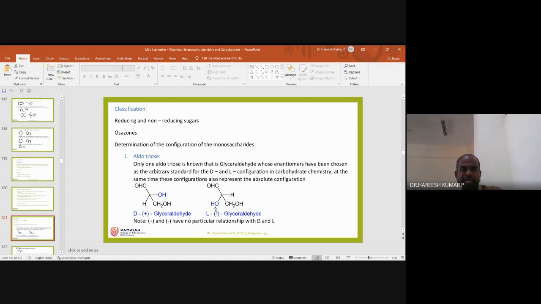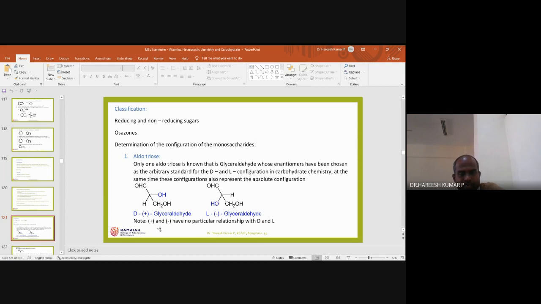And plus and minus is the experimental phenomenon. This plus and minus is assigned based on the experiment called plane polarized light. If the plane polarized light rotates towards the right, then it's called dextro. If the plane polarized light rotates the molecule towards left, then it's called minus. And of course, this is the name of this compound, glyceraldehyde.